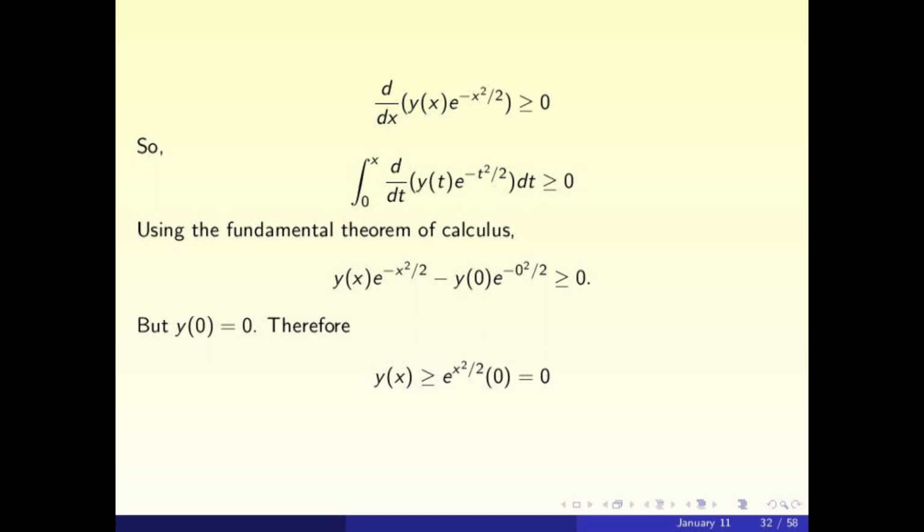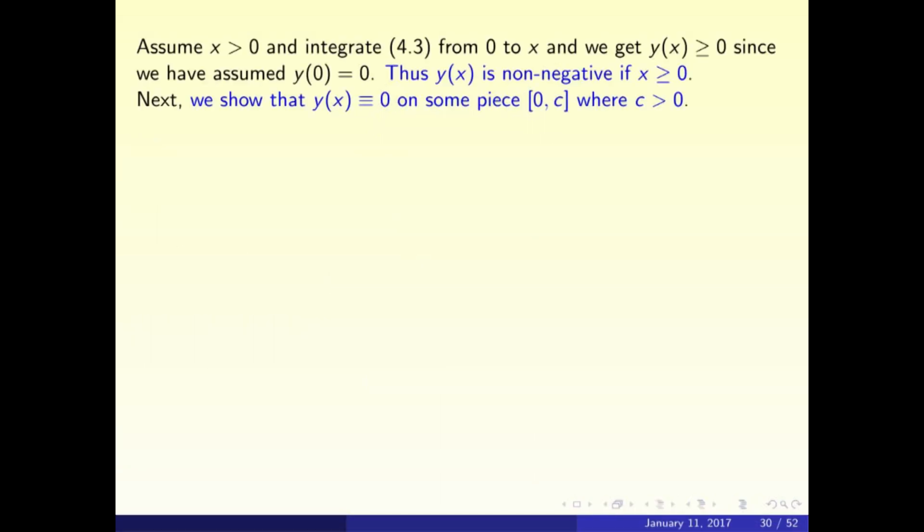This is 1 and y(0), remember, was 0. Therefore, we get y(x) is greater than or equal to e^(x²/2) times 0, which is 0. So we have concluded that the solution is non-negative. We have concluded that y(x) is non-negative if x is greater than or equal to 0. Now we shall show that y(x) is actually equal to 0.